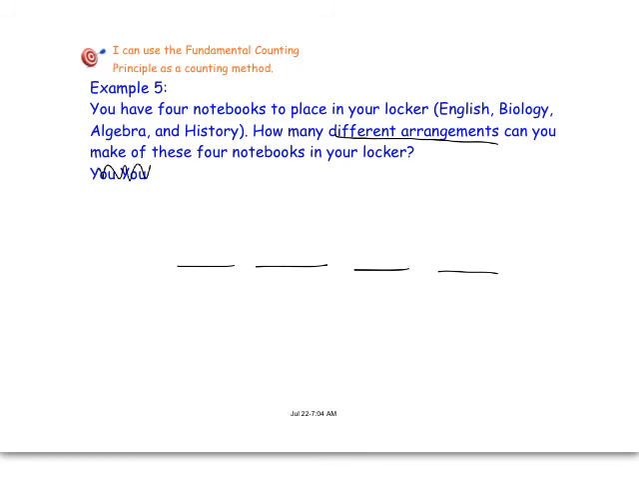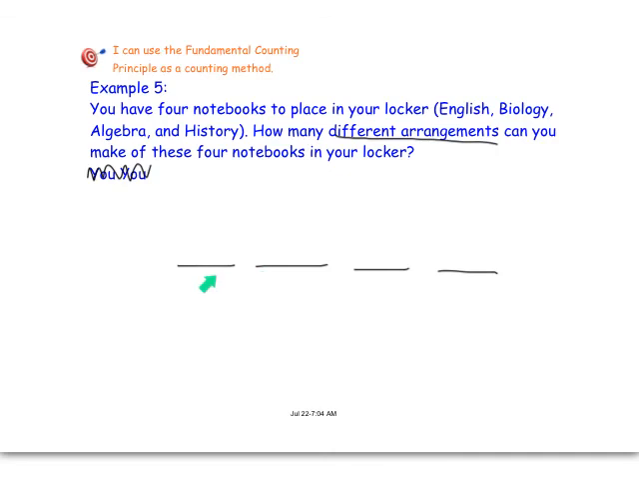I don't know why it says UU. We'll just mark that out. How many different arrangements can you make of these 4 notebooks in your locker? I want you to think about how you might use the fundamental counting principle to think about the number of possibilities that you would need to put in each of these slots.